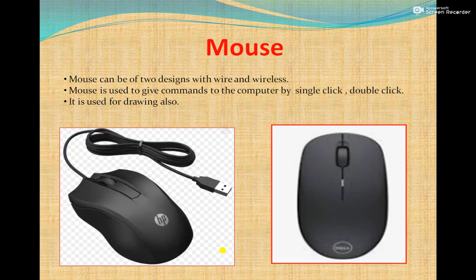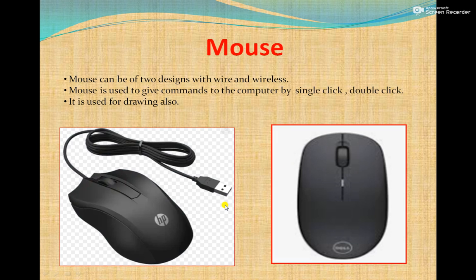Dear students, now we'll talk about the mouse. As you can see, the mouse can be of two designs, with wire and wireless. The mouse which has a wire with it is a mouse with wire, and the other mouse which has no wire with it is known as a wireless mouse. The mouse is used to give commands to the computer by single click and double click.